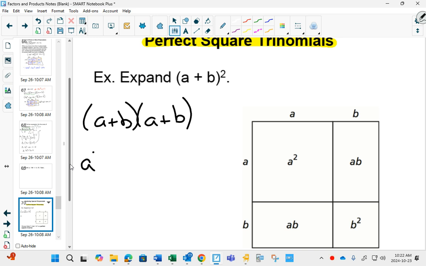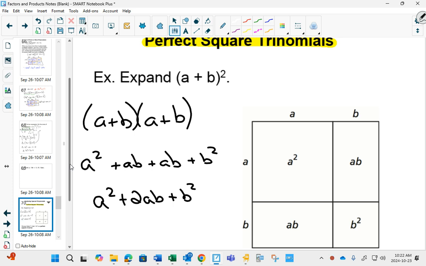my first ones would be a squared, my outsides would be ab, my insides would be ba, which is the same as ab, and my last ones would be b squared. Giving me a squared plus 2ab plus b squared. Perfect. That makes it a perfect square.